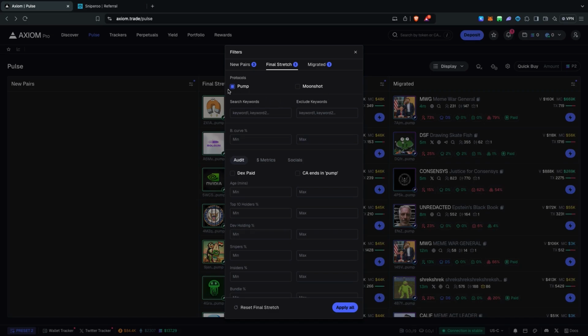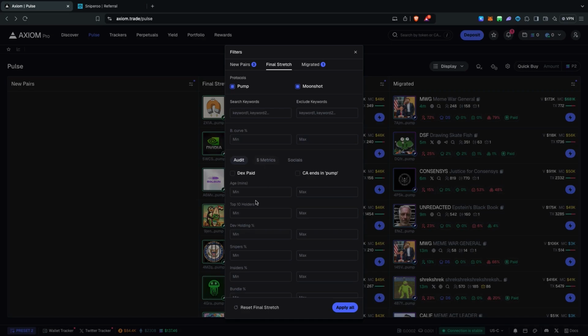So rule number one, always make sure you've got both protocols, pump and moonshot. When you have both of them, you're going to be able to receive as much data, because there are a lot of people using pump fun and a lot of people using moonshot as well. Having both of them gives you maximum exposure to a lot of meme coins.